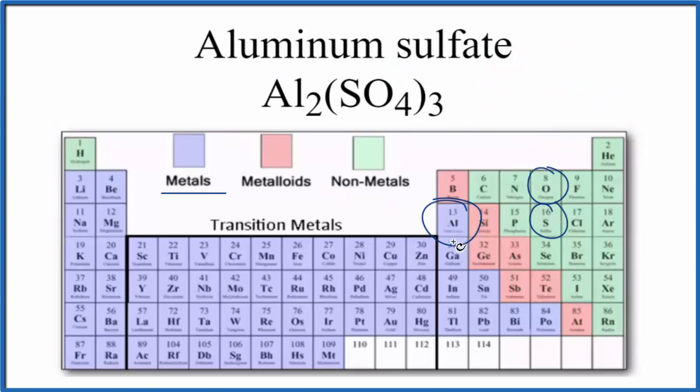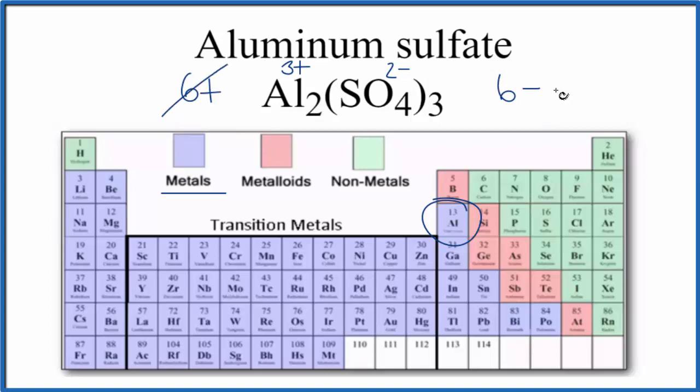So aluminum right here is in group 13, sometimes called 3A. It has a 3+ charge. So each aluminum here has a 3+ ionic charge. The sulfate ion, SO4, always has a 2-. That 2- ionic charge is on the whole sulfate ion. And we have 3 of these sulfate ions. 3 times 2- gives us 6-, and 2 times 3+ gives 6+.